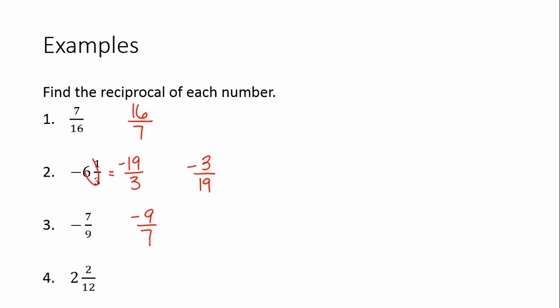The reciprocal of 2 and 2/12, when we candy cane, 2 times 12 is 24, plus 2 is 26. So we have 26 over 12. And we actually should reduce that fraction first. Both of those numbers are divisible by 2, so we get 13 over 6. Now when we take the reciprocal, 6 over 13. Hopefully you got those last two right, and if you didn't, you can see where you went wrong.